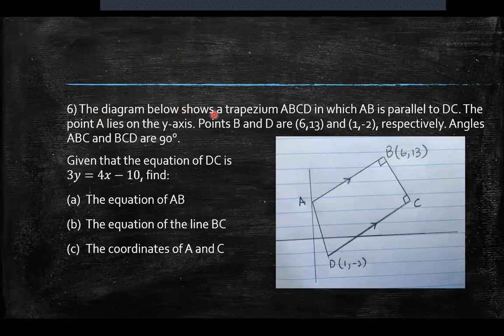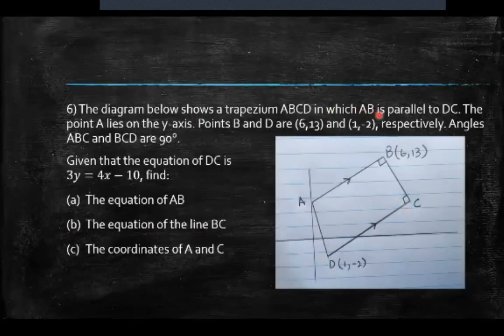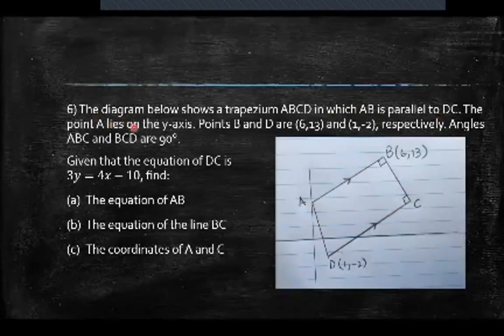The diagram below shows a trapezium ABCD, in which AB is parallel to DC. The point A lies on the y-axis. This vertical line here is my y-axis. Point B is 6, 13, and point D is 1, minus 2, respectively. Angles ABC and BCD are 90 degrees. Hence, these symbols right here.